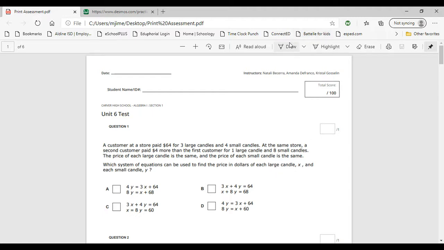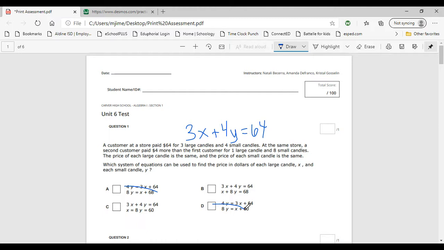So you're trying to find the cost. That means that X is going to be the cost of the large candles, and Y the small candles. You're going to put the number that goes with how many you got. So you had 3X plus 4Y equals 64. All right. We would cross out all the ones that do not have what we have. So it would be this one and this one.